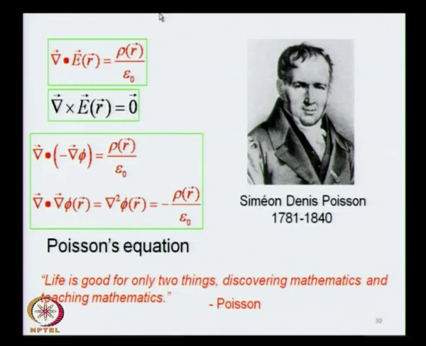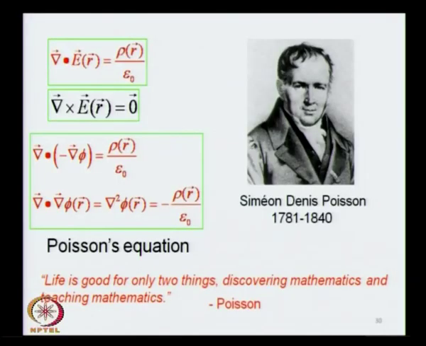Let me quote Poisson over here. "Life is good for only two things: discovering mathematics and teaching mathematics." Yesterday we had one of the Bernoullis say that it would be much better for physics if there were no mathematicians, and now we find Poisson saying that life is good only for two things: one is to discover mathematics and the other is to teach mathematics. Other than that, life is useless.